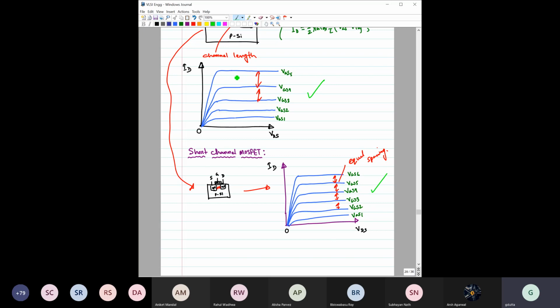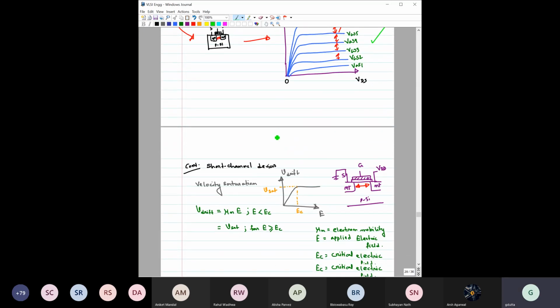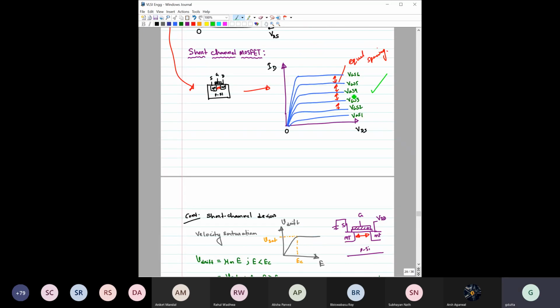Now, a bit more detail. How to get this type, the equations? The current-voltage equations for the short channel MOSFET. Again, this is not a very easy thing to do, because this is part of the equations. How to find this equation?